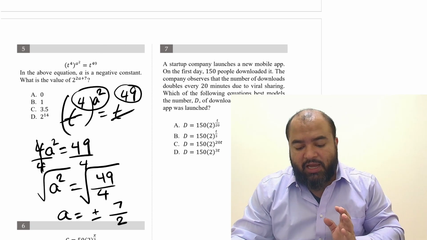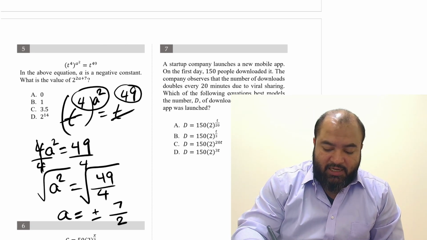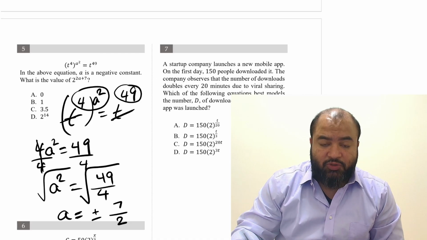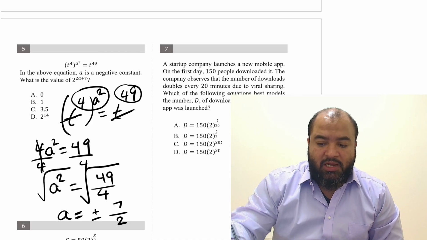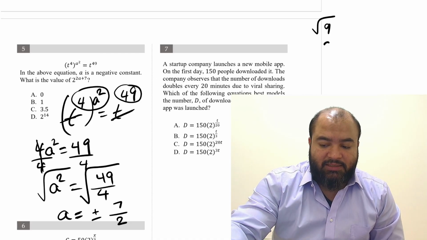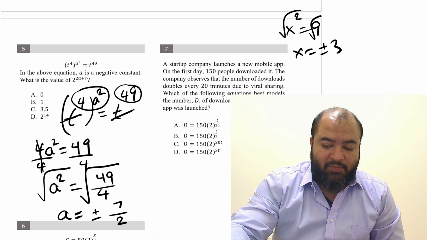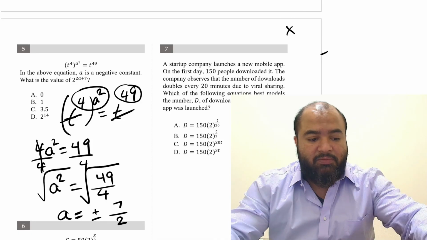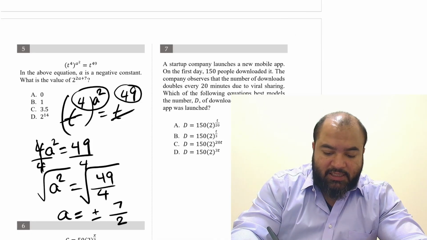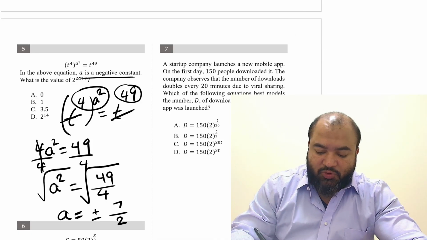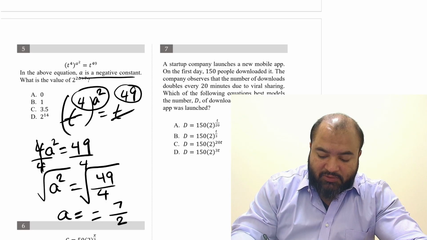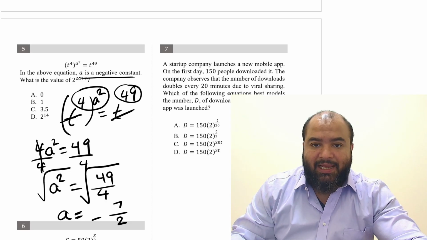Remember this, when you have two sides, an equal sign, and you square root both sides, there will be two answers, plus or minus. Just the regular square root of 9 is 3. But if you have x squared equal to 9 and you square root both sides, there will be plus and minus 3. Okay, that's the difference between them. But here the question says a is a negative constant. So we're going to reject the plus and only deal with the negative.